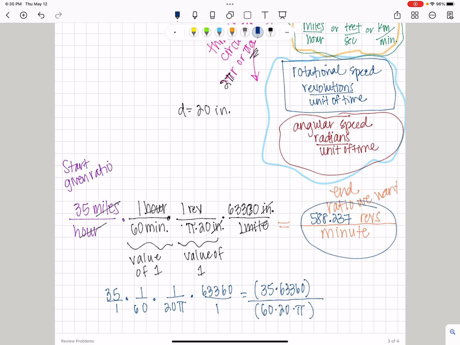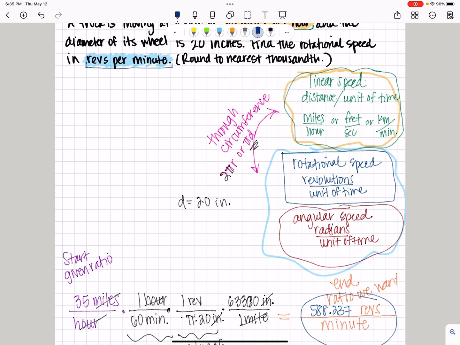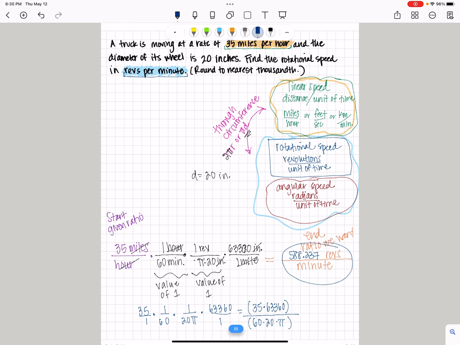So hopefully that helped you. Hopefully explained when you use circumference, which in most cases we're going to be using the circumference because we're almost always going to go from linear speed to one of these two or vice versa.